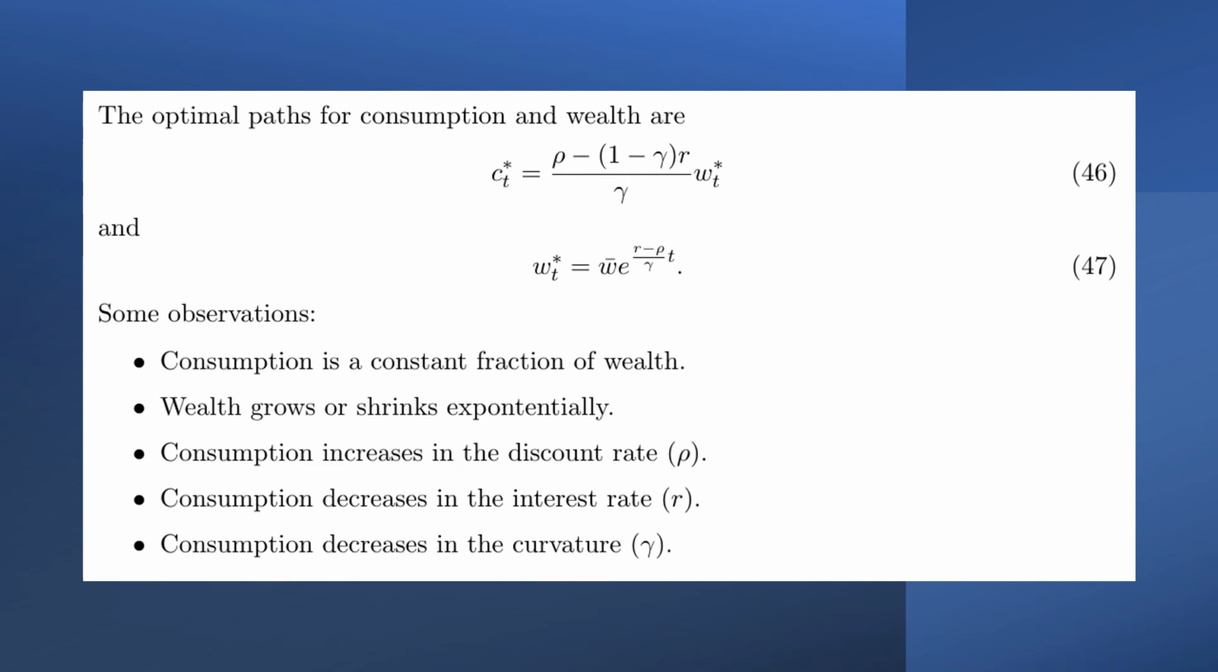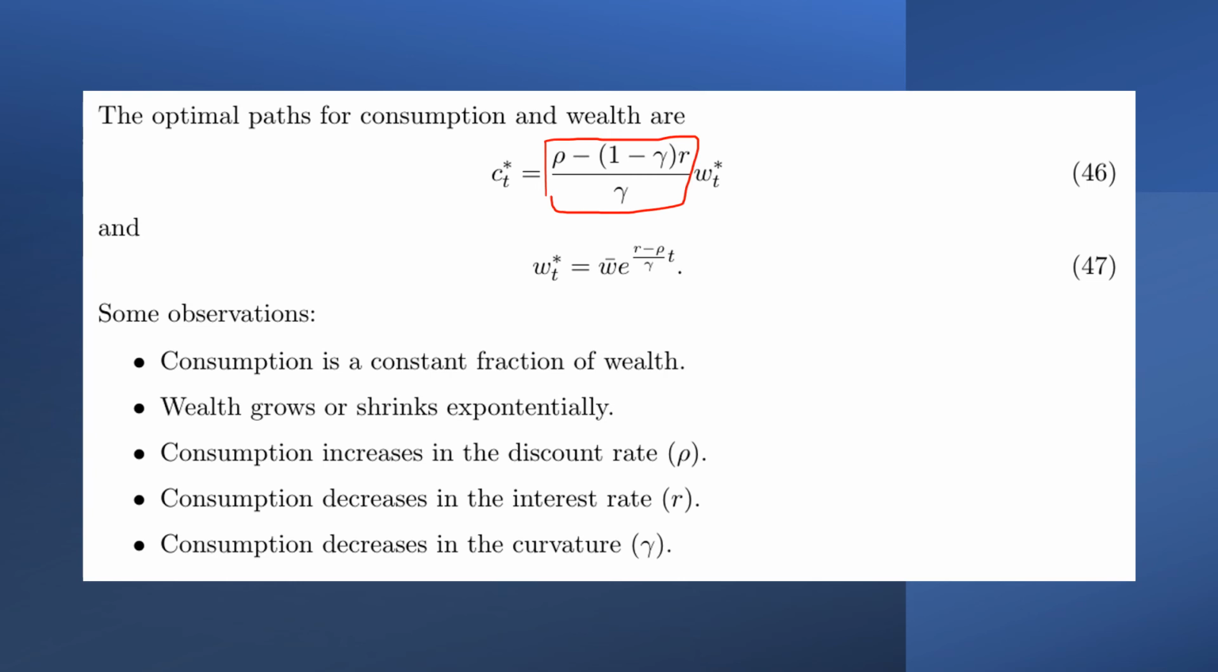Let's look at some properties of the solution. Consumption is a constant fraction of wealth. The fraction is equal to this expression. So at each point in time, the consumer looks at how much wealth he has and then subtracts a fraction of that wealth for consumption. And the fraction is always the same in every time period.